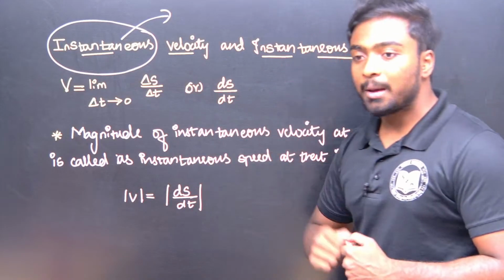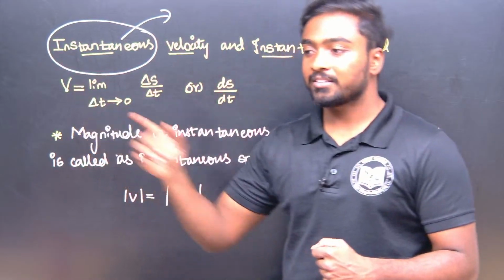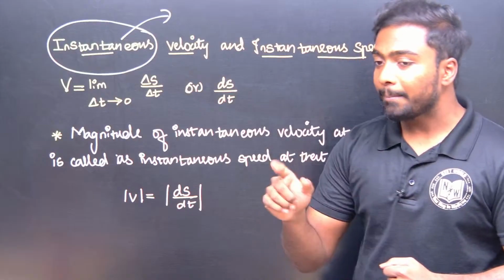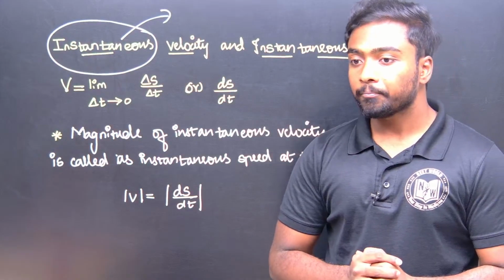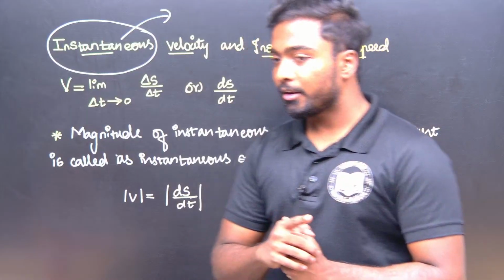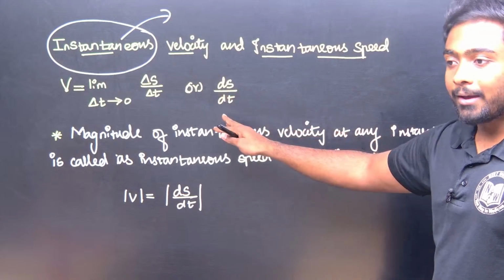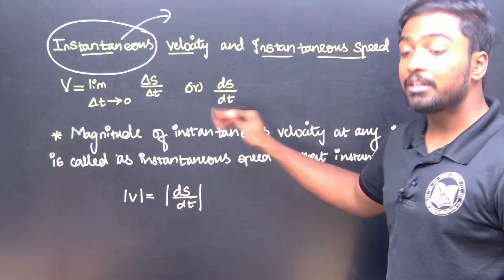In the first example we saw velocity is equal to some i cap plus j cap plus k cap given. If we take the magnitude of that, we will get the speed. Here the formula is ds by dt, differentiation.